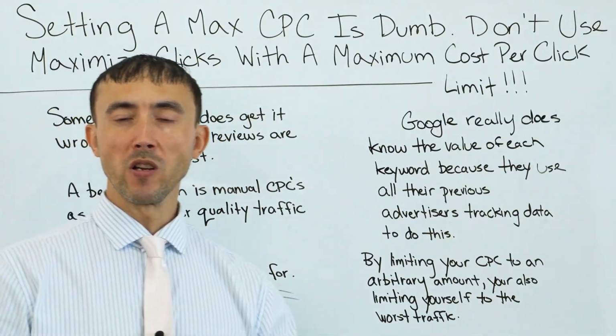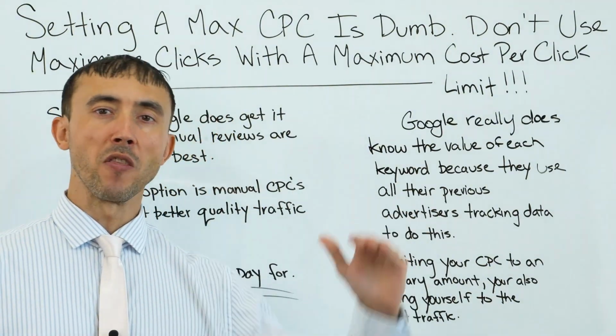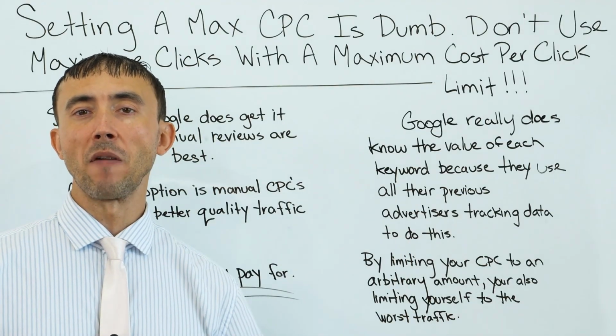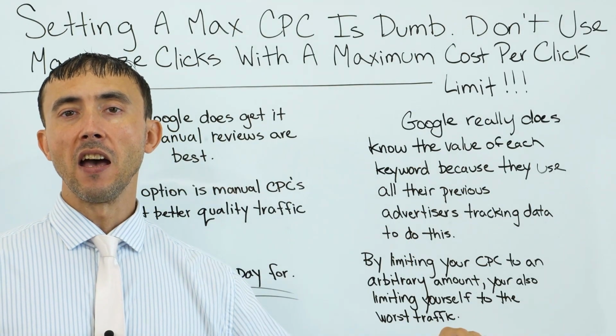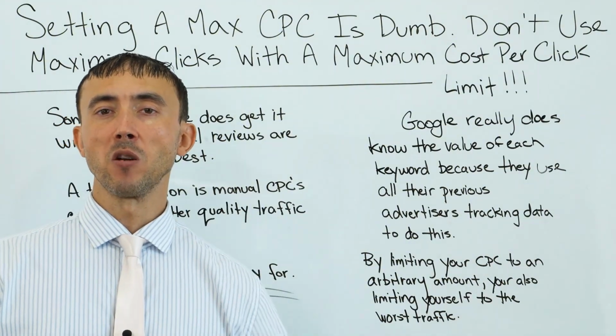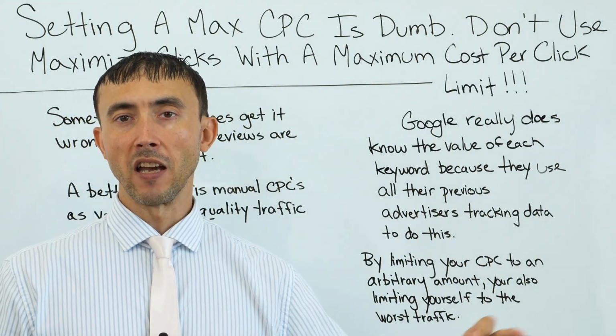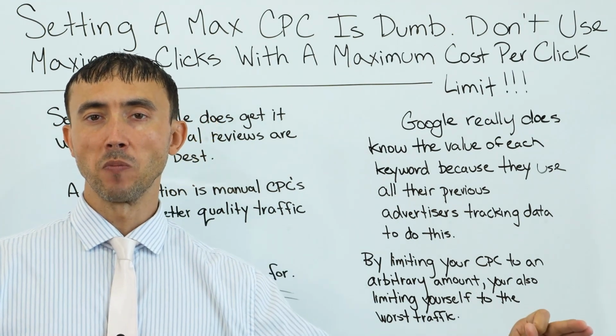If you limit what you're paying per click, you're just going to limit yourself to part of the traffic. And the part of the traffic that you are limiting yourself to is going to be the traffic that converts the least and is worth the least amount of money in terms of future sales you can predict that you're going to earn off of those clicks and leads or prospects.